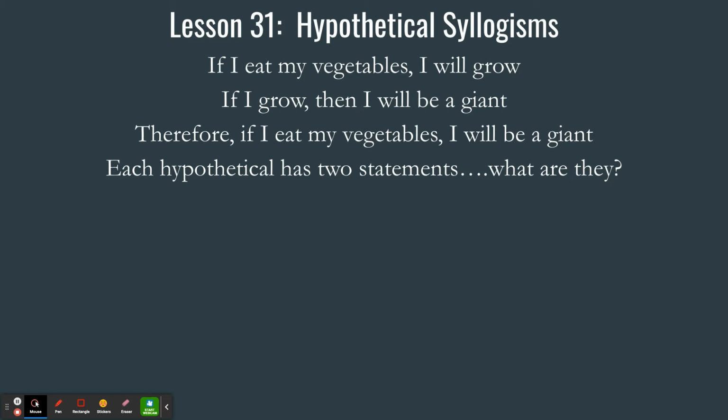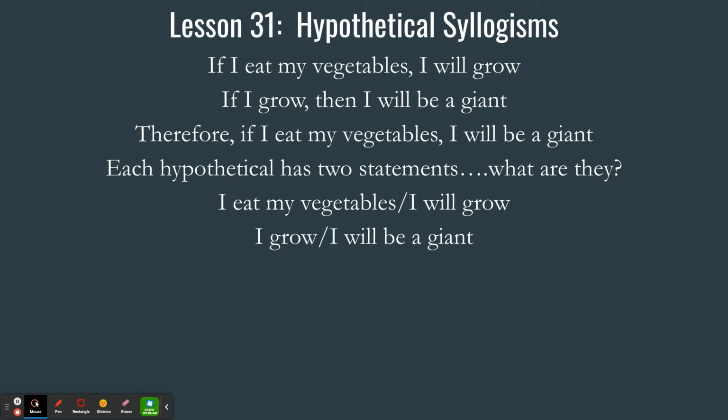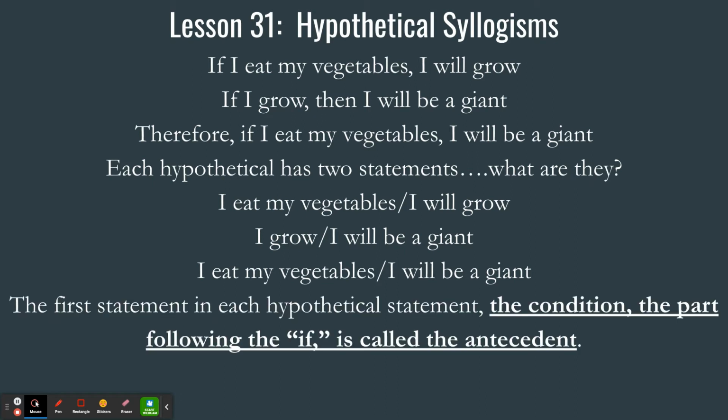So what are the two statements that we can extract from if I eat my vegetables, I will grow? Then I will grow. I will grow. Well, that's one. What's the first one? I eat my vegetables, okay? So remember, statements have subject and predicates. So I eat my vegetables / I will grow. I grow / I will be a giant. I eat my vegetables / I will be a giant.